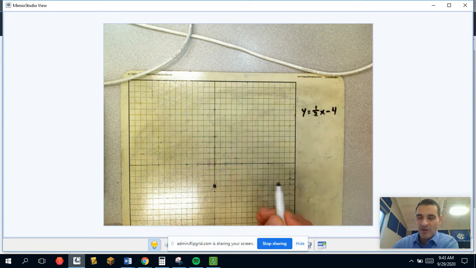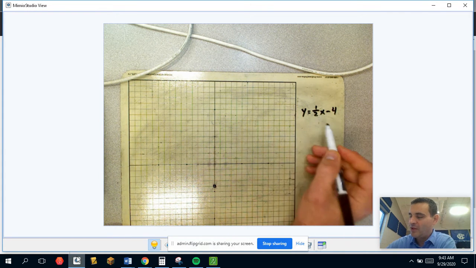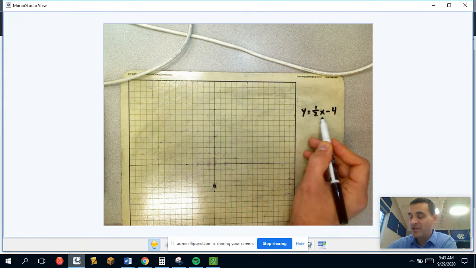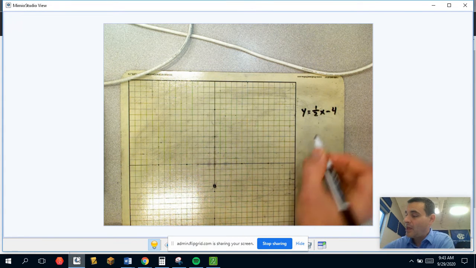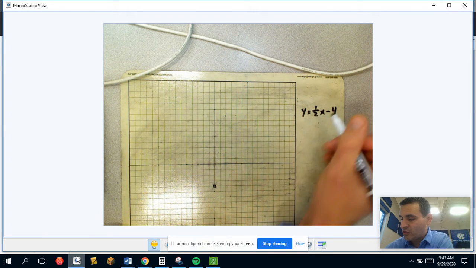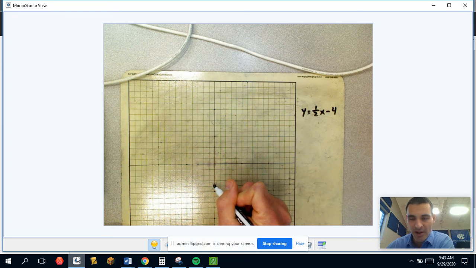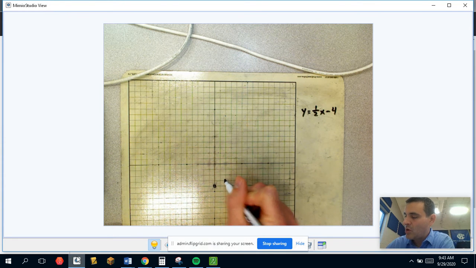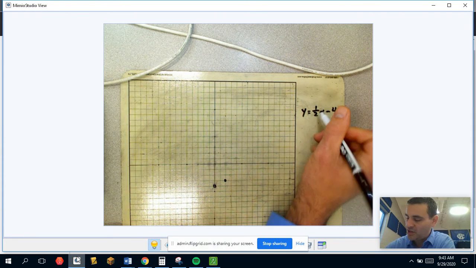And the other thing I need to know is how steep is it? Well, you get that from the coefficient of x. This is the slope. And the slope is rise over run, as you've heard many times. So the rise part is the vertical change. So from this point here, not the origin, but from the point where you nailed it down, you go up 1 and over 2. Rise 1, run 2.